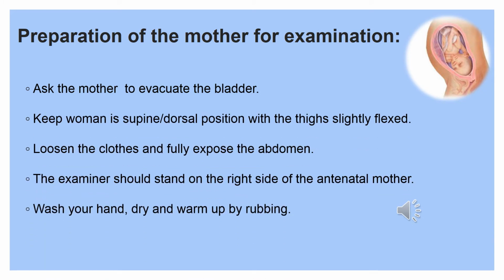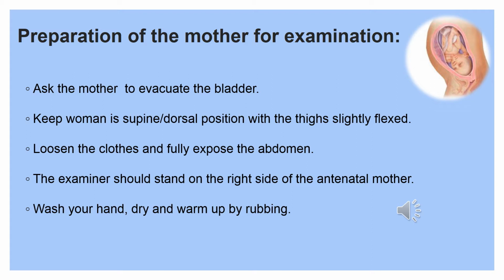Preparation of the antenatal mother for examination. Before starting the antenatal abdominal examination, you have to ask the mother to evacuate the bladder. Keep her in supine or dorsal position with the thighs slightly flexed. You can ask or assist her to loosen the clothes and fully expose the abdomen. And the examiner should stand on the right side of the antenatal mother to perform the examination.